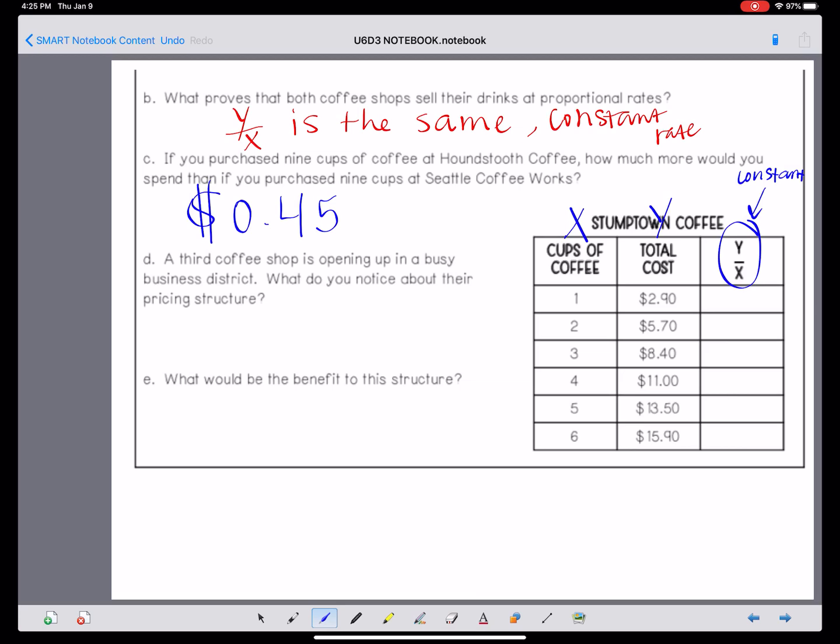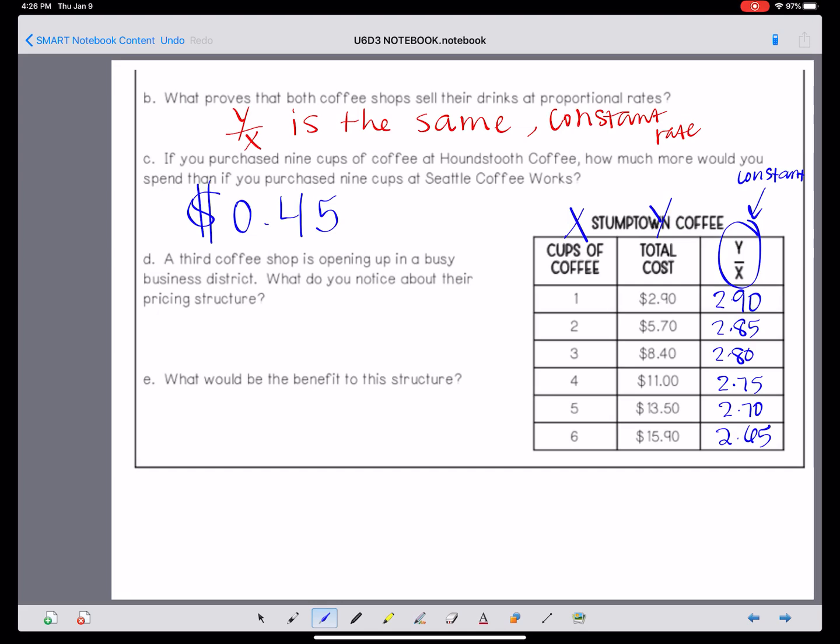If I do 290 divided by 1, I get 290. If I do 570 divided by 2, I'm going to get 285. If I do 840 divided by 3, I'll get $2.80. What we notice here is a pattern. These are all going down by 5 cents, and this remains true for the rest of this table. So what we're seeing here is the more cups of coffee you buy, the better deal you get. And I'm going to put that for part E.